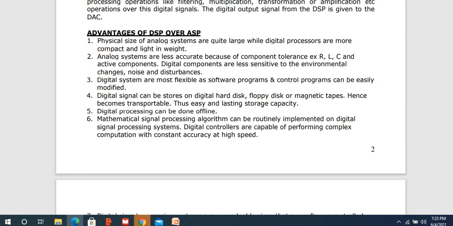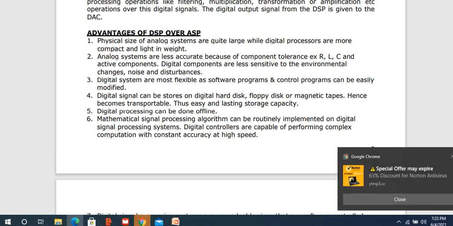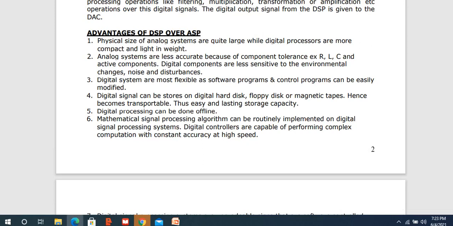For that, we are looking at the advantages of DSP over ASP. What is DSP? Digital signal processor. What about ASP? Analog signal processor. So digital and analog, we use both in our day-to-day life. Basically, DSP has more advantages when compared to ASP.